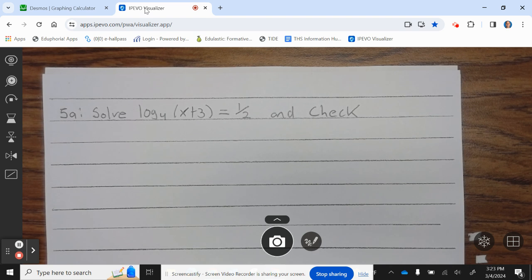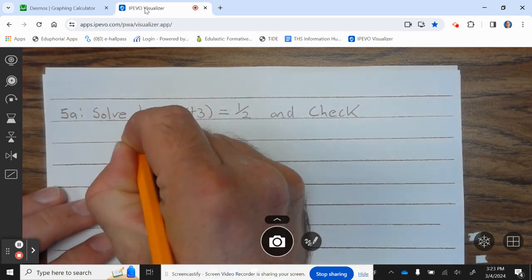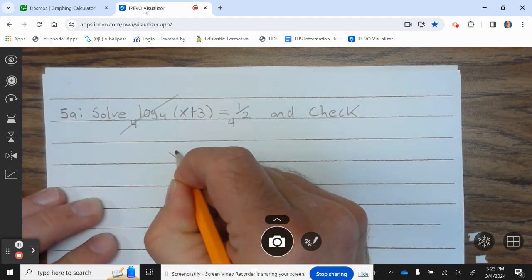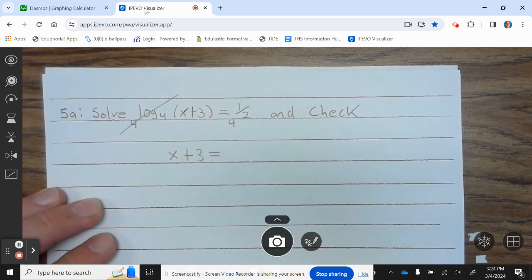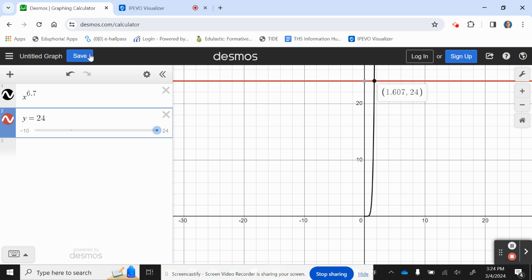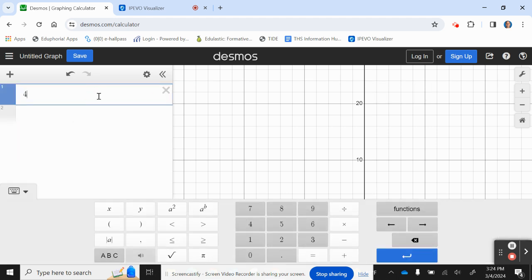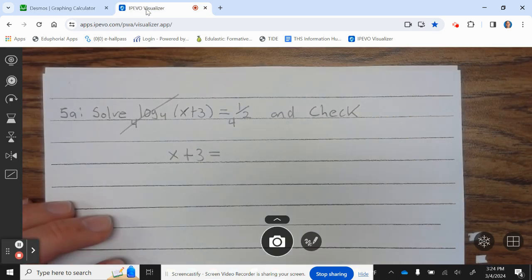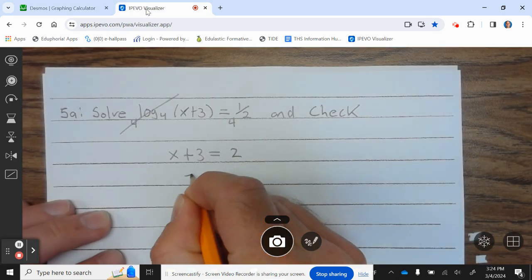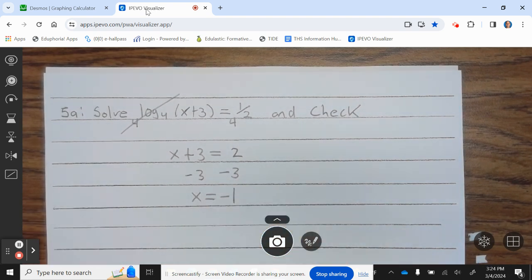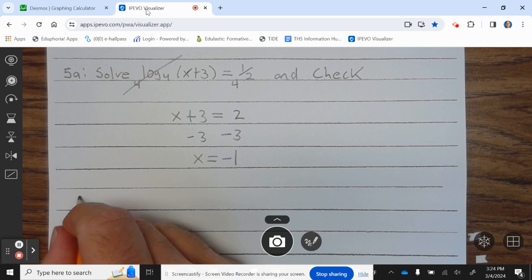So solve log base 4 of x plus 3 equals 1/2 and check. So the first thing we're going to do is raise both sides by 4. That cancels. You're left with x plus 3 equals 4 to the 1/2. So let's go ahead and get that number, which is 2. Subtract 3 from both sides. X equals -1. Okay, now let's check.